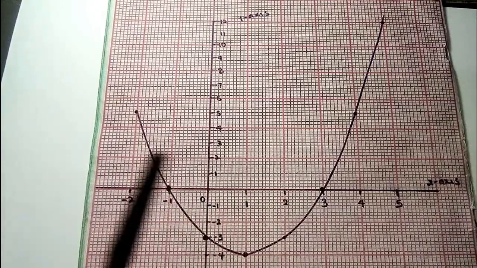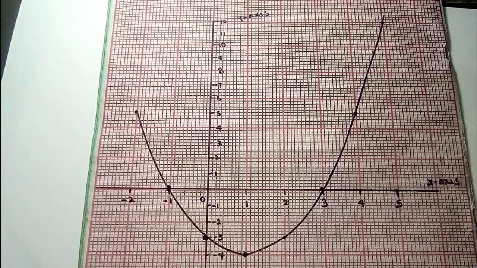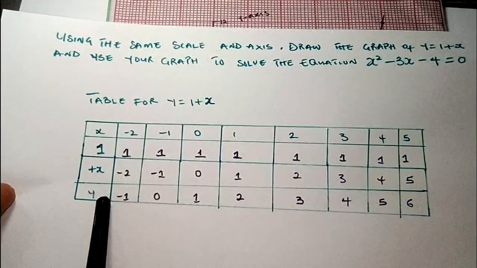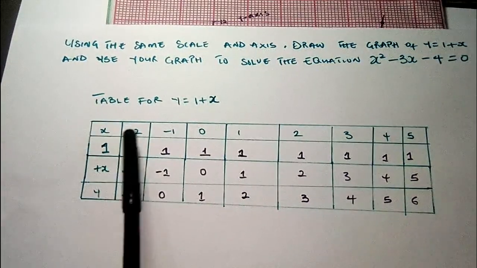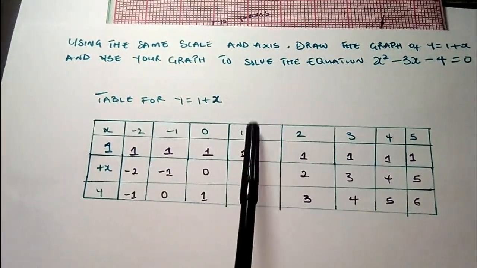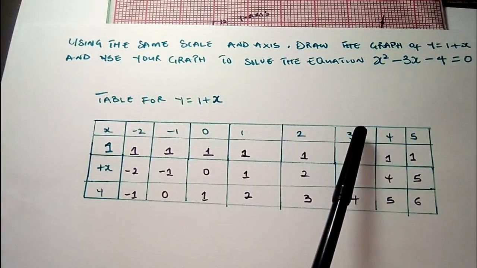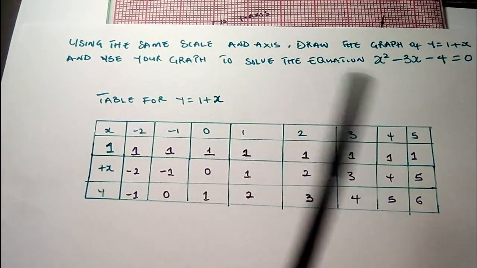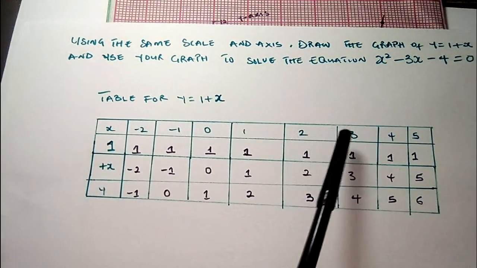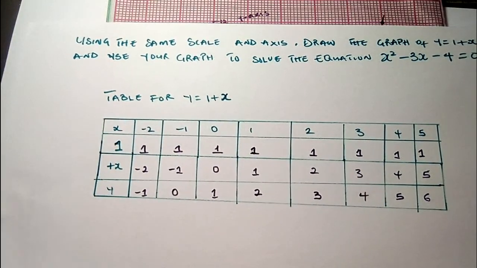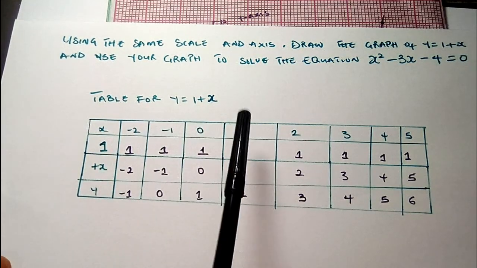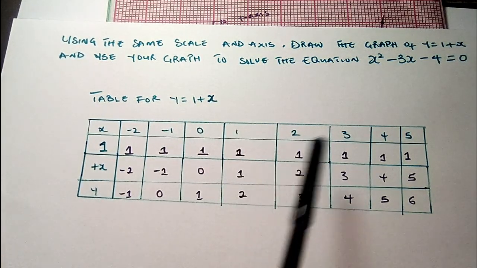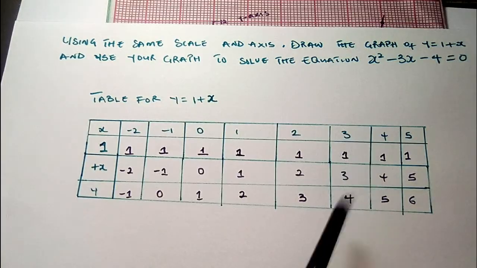So where we have minus 2, we put minus 1. I'm just going to take three values so that you see how we do it with three values. I'm going to take minus 2, 1, and 3. Okay, let's take it that way. So where we have minus 2, we have minus 1. Then when we have 1, we put 2 for y, and when we have 3, we get 4.